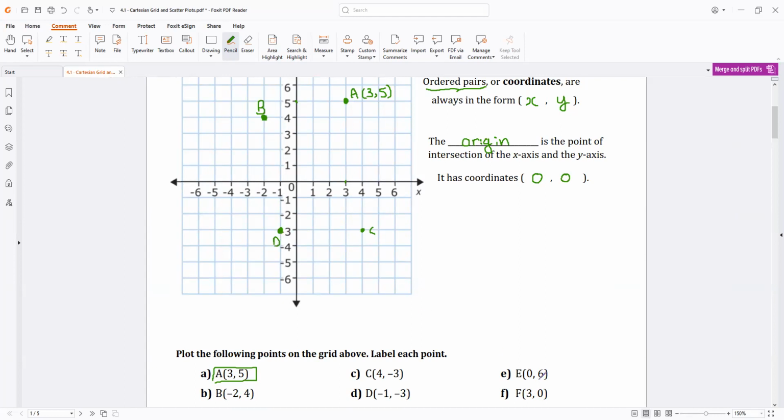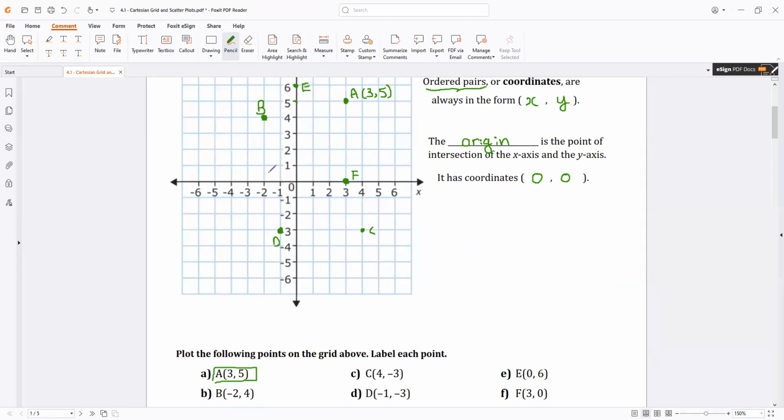That's D. E, 0, 6. x is 0, 6 up, bam. That's E. And F, 3, 0. x is a 3, y is a 0. That means I'm dealing with that. I hope you can go that fast sometime very soon in the future.